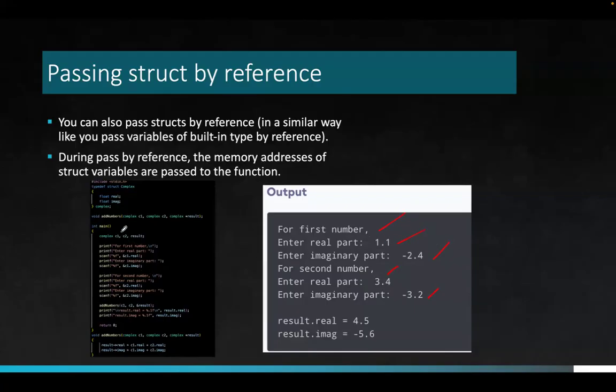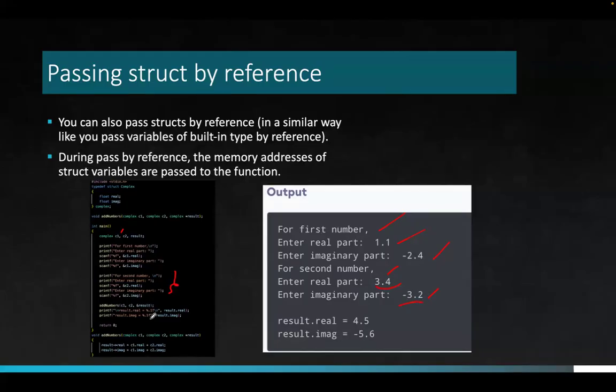So for C1, what kind of variables can be declared? Real part and imaginary part, because the complex structure has two variables, real and imaginary. So C1 will have C1.real and C1.imaginary, as it is a structure. So it has two variables, right? The real part is 1.1 and the imaginary part is minus 2.4. In the same way, we need to extract the data for the second one: C2.real is 3.4, C2.imaginary is minus 3.2.